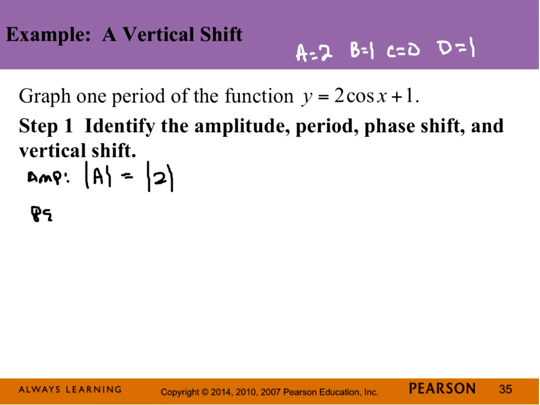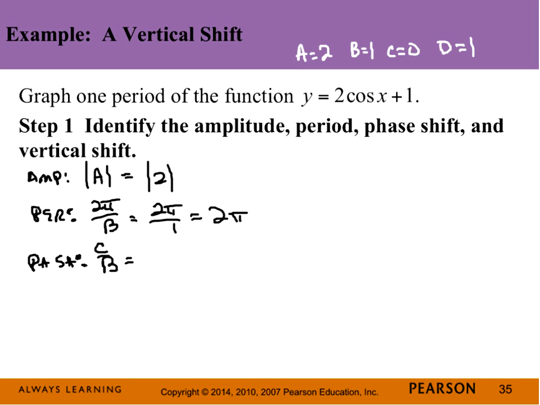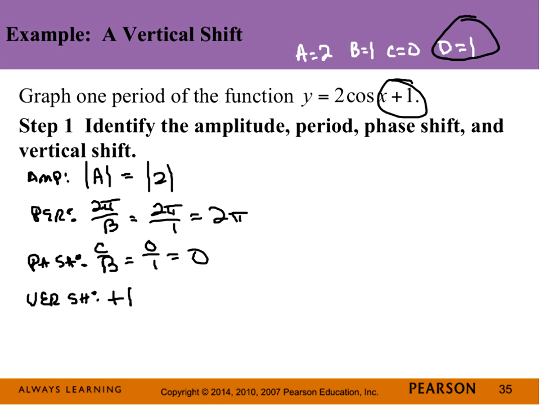Okay, so period, we have 2 pi over B, which is 2 pi over 1, or 2 pi. The phase shift, C over B, is 0 over 1, which is 0. So I've had no left or right movement here. And now the vertical shift. Well, it's just given by D there. So it is a positive 1 shift since we're adding 1 onto our function there.